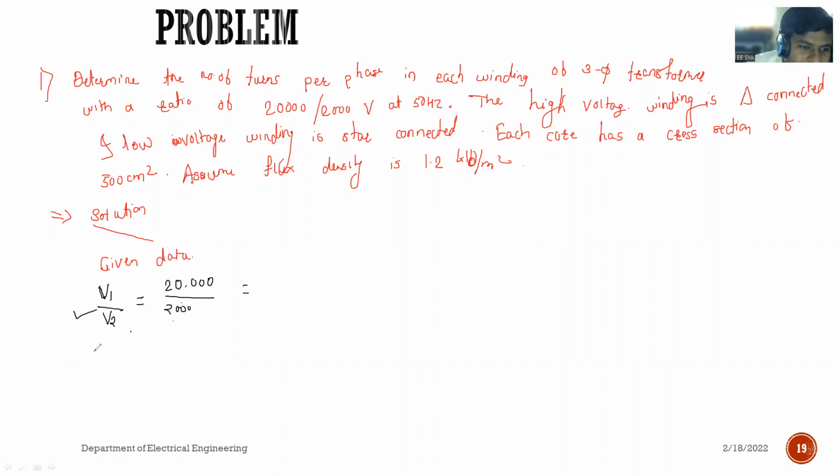Again, the supply frequency is given, about 50 hertz. Now what else is given? Primary is delta connected, or the HV side is delta connected. You just write it in the long form; I will write only delta connected HV. Similarly, LV is star connected. Now what else is given? Tell me.